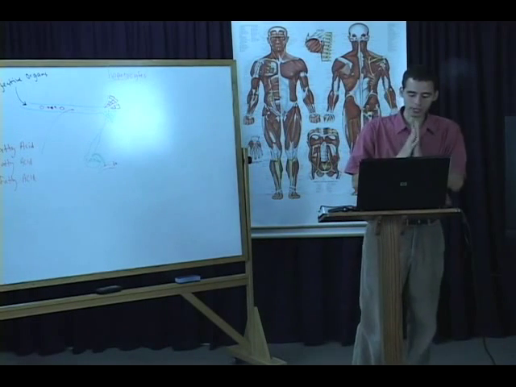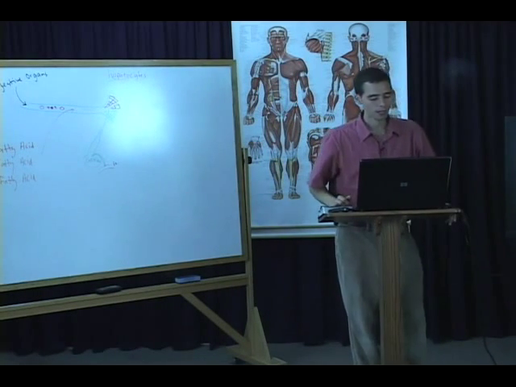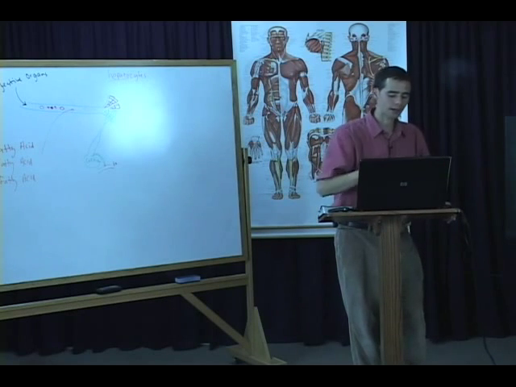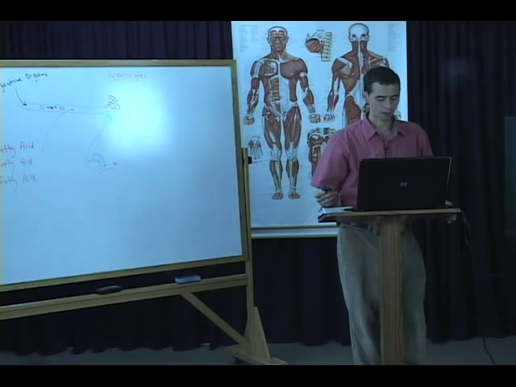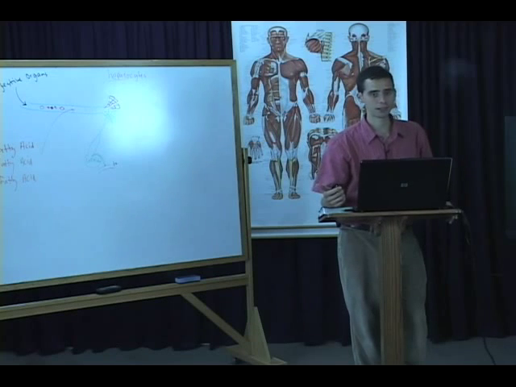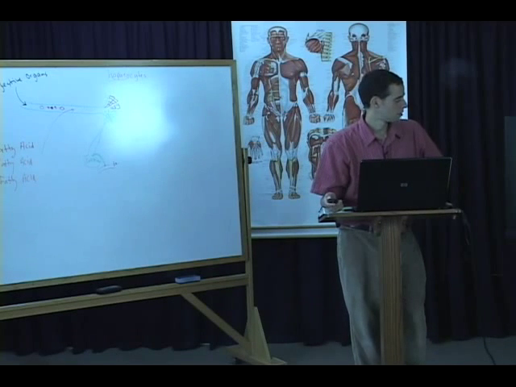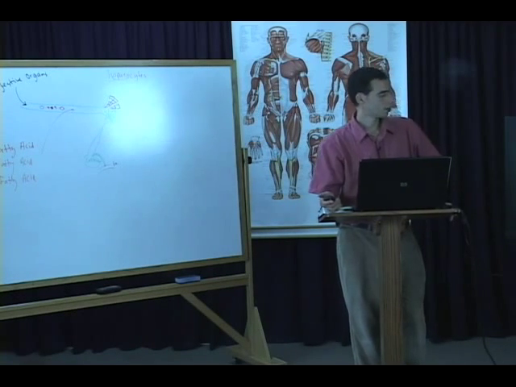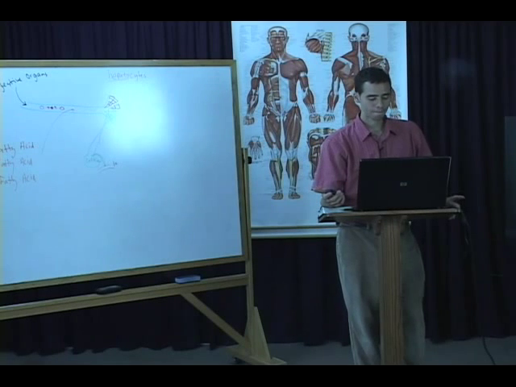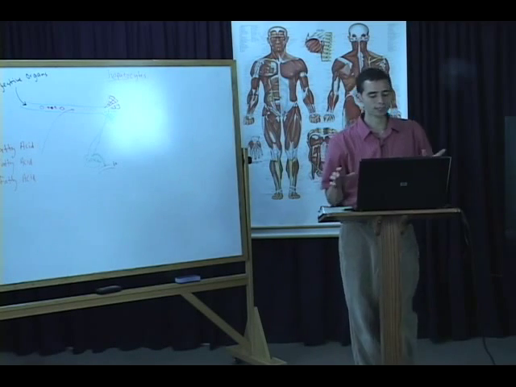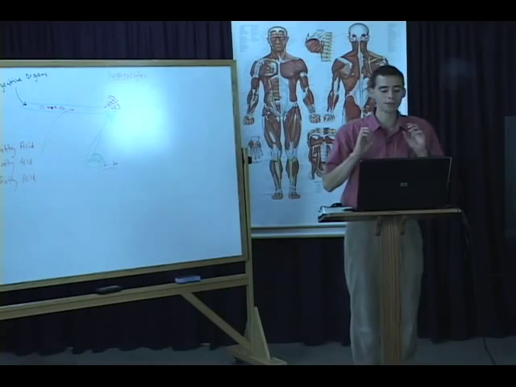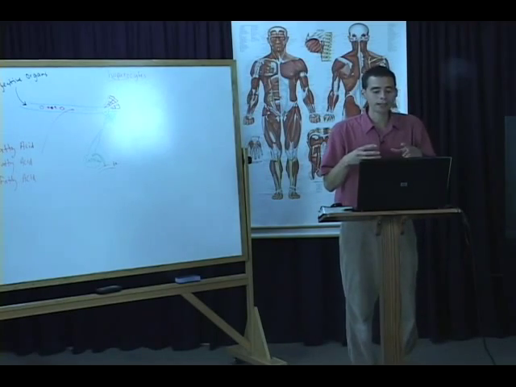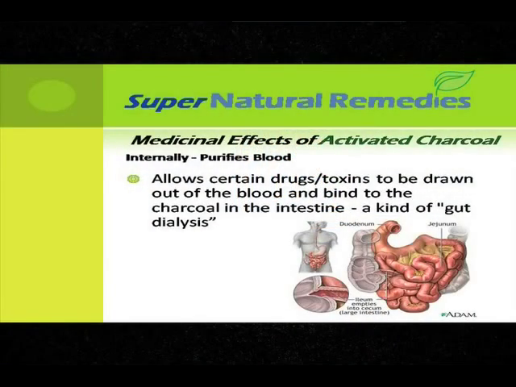So we can have all kinds of toxins being taken out of our body, even ones that are already in the body, through this charcoal, and soluble fiber can do the same thing. It also purifies the blood. It allows certain drugs and toxins to be drawn out of the blood and bind to the charcoal in the intestine.